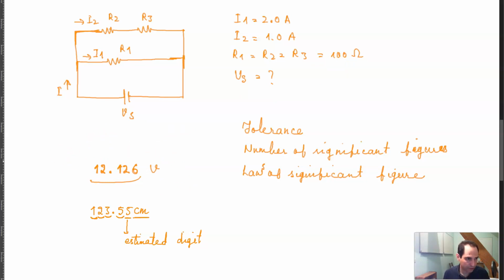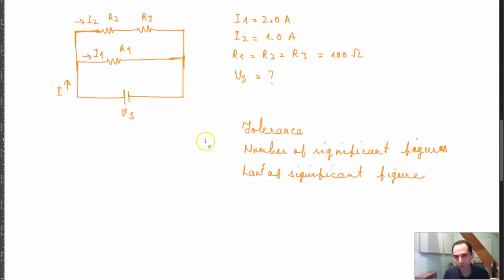And that's all about significant figures, right? So then there are other concepts here, but I guess we don't need to talk about them right now. Then there is also the problem of tolerance, and there is one more thing that I need to talk about when it comes to measurement.